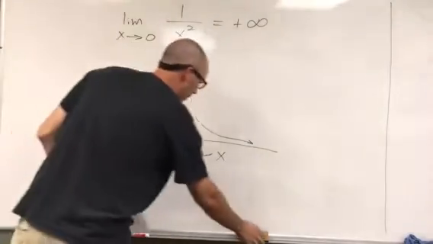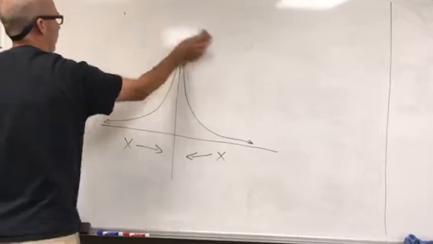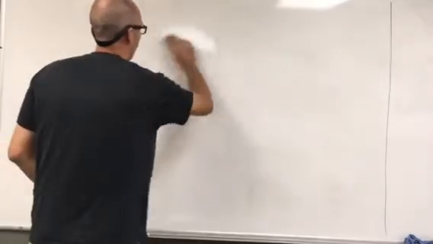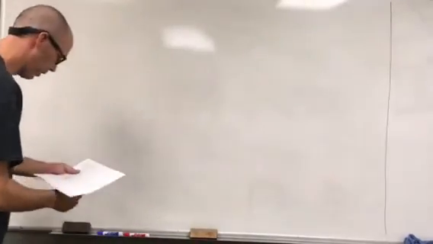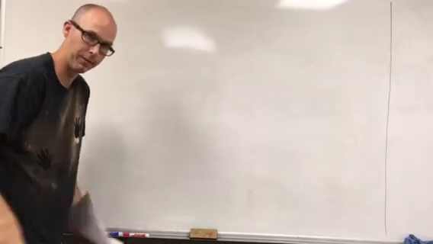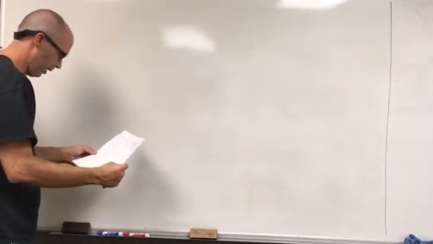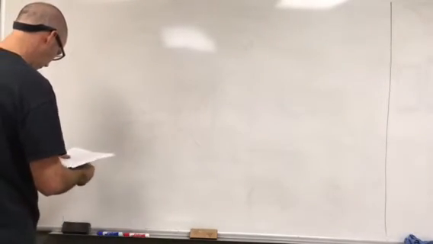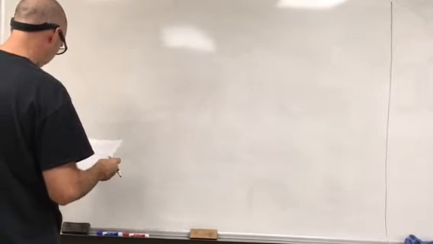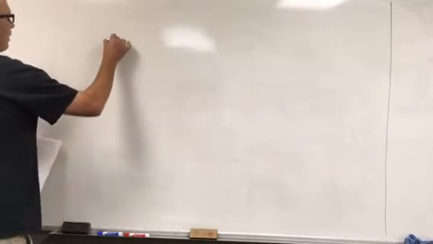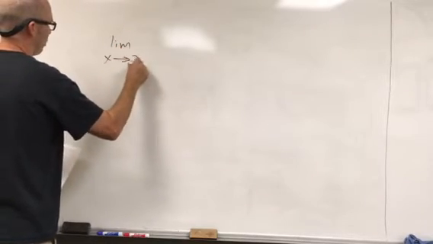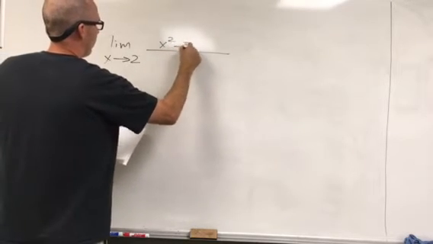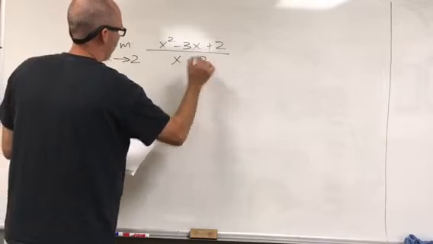Okay, last situation is you get 0 over 0. Here you have to use a different technique. And that different technique is given in part 6. Okay, so let's look at a limit as x approaches 2 of x squared minus 3x plus 2 over x minus 2.